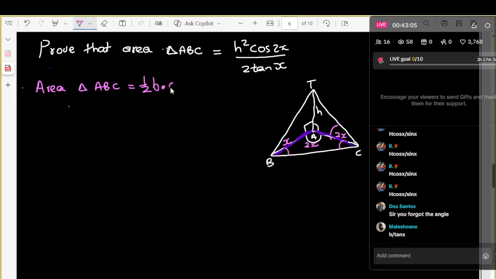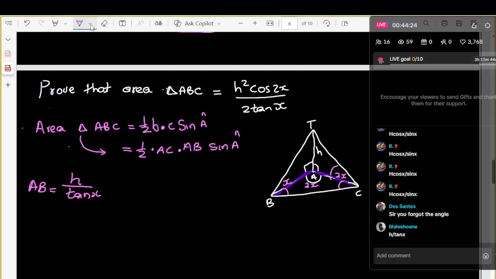So now we have AB. Remember previously we just proved that AB is equal to this. I'm just going to write it down here: we find that AB was equal to h over the tan x. So what's next? We need to find AC. That's the only thing we need to do in this problem. Let us highlight where AC is. This is my AC that we are looking for.